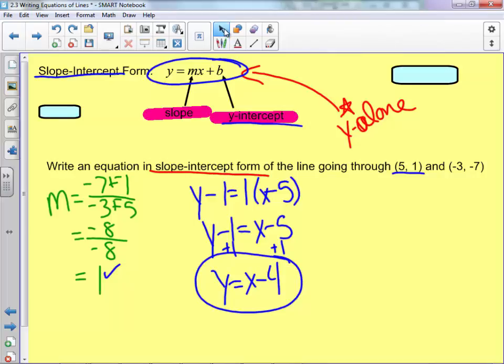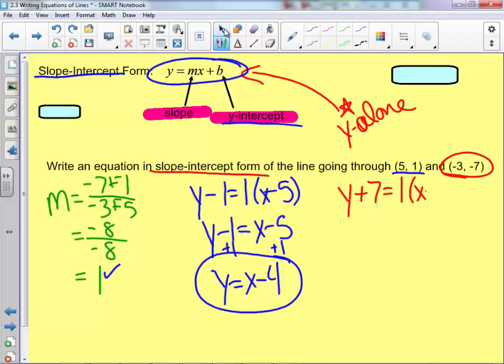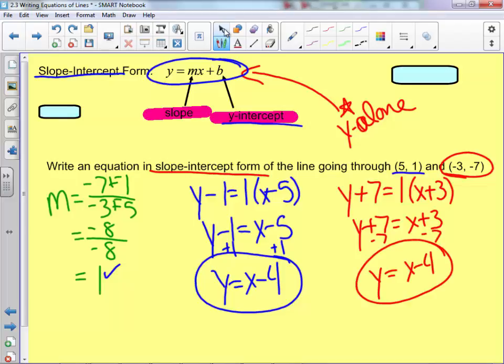If you wanted to use this second ordered pair over here, you would end up with the same thing. So I'm just going to go ahead and show you so that it doesn't matter which one you pick. Notice these are the same, and that's because it doesn't matter which ordered pair you pick.